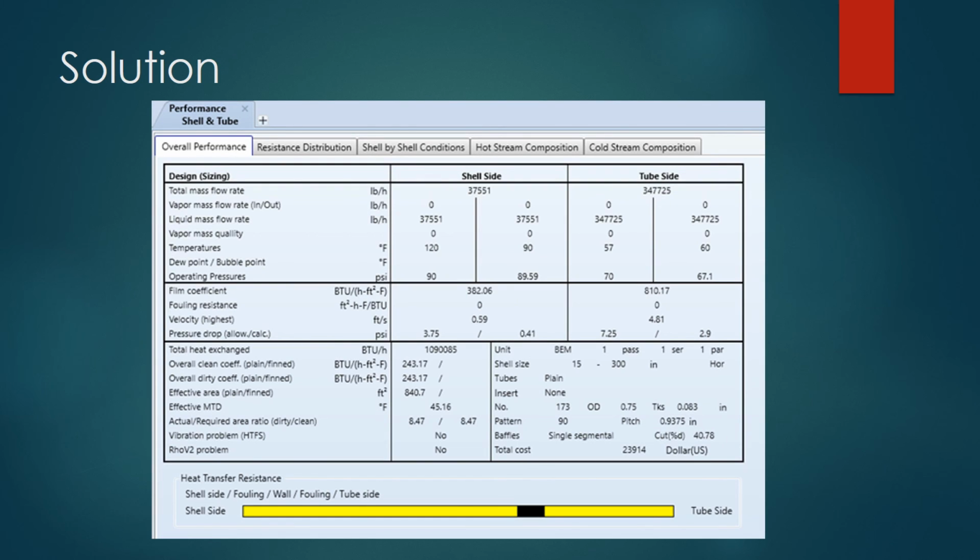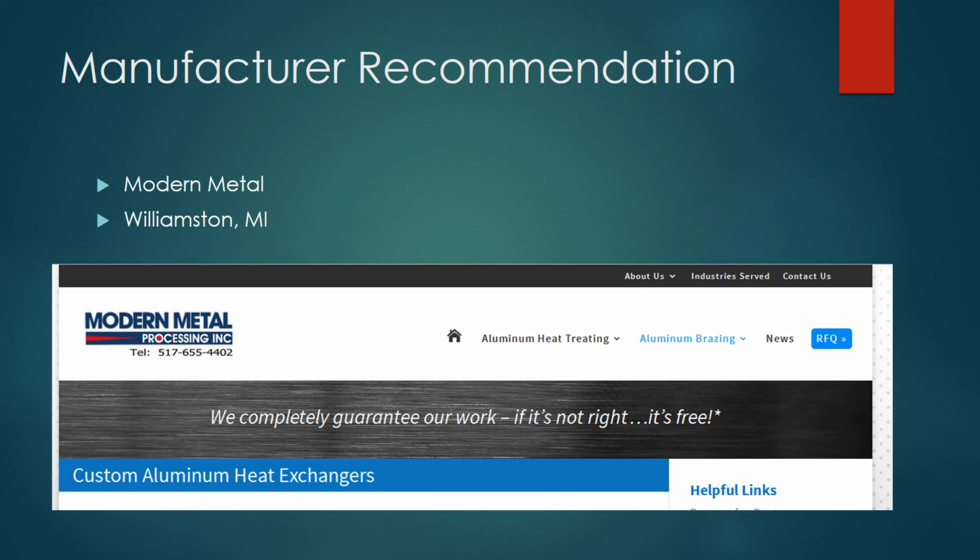The final cost came out to be about $23,200. Our suggested manufacturer is Modern Metal Processing Incorporated in Williamston, Michigan, who specializes in custom heat exchangers.